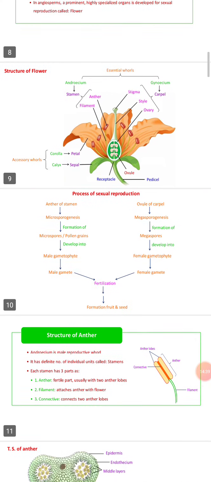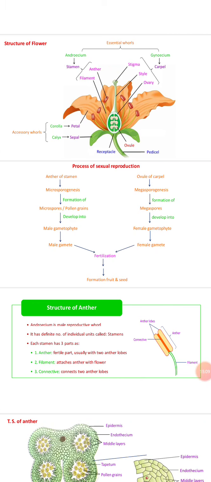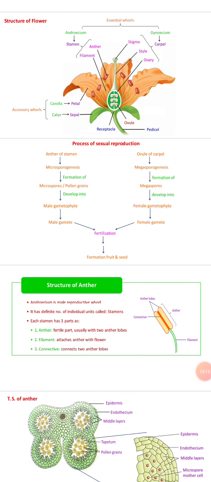The androecium has different parts. The cap-like structure is the anther, and the stalk-like portion is the filament. Anther plus filament together make the stamen of the androecium. Then the gynoecium is the female sex organ. It has three different parts: the tip portion is the stigma, the stalk portion is the style, and the swollen portion at the base of the gynoecium is the ovary. These are the essential floral whorls.